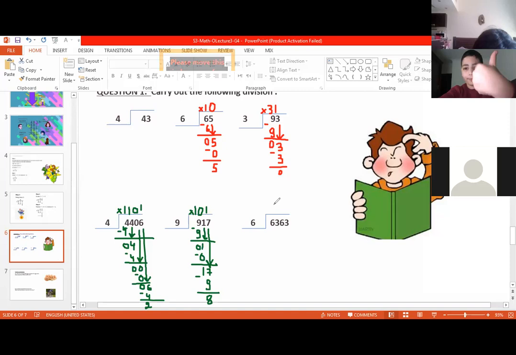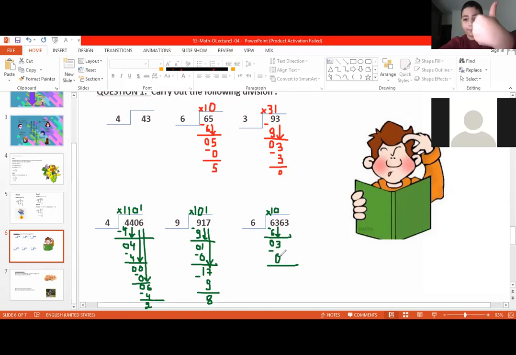1. Excellent. Yalla. 6 times 1, it's 6. Perfect. 6 minus 6 is 0. Perfect. Now, what do we do, Karim? We drop down the 3. Perfect. 3 divided by 6? We can't. So if we can't, what do we put in the quotient? 0. Excellent. 6 times 0 is 0. 3 minus 0 is 3. 3 minus nothing, it's 3.